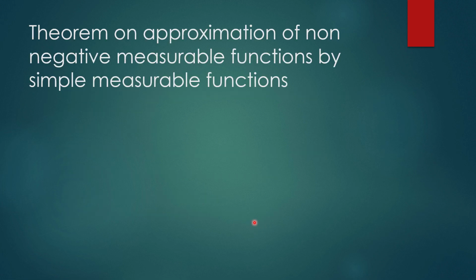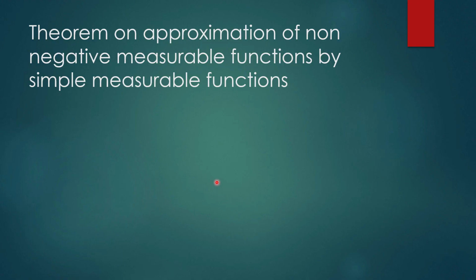Now another important theorem: the theorem on approximation of a non-negative measurable function by simple measurable functions, because for simple measurable functions we know how to find the Lebesgue integration. So if a given non-negative measurable function can be approximated by simple measurable functions, then we will be able to find the integration of this non-negative measurable function also. Alright, so that is the method.